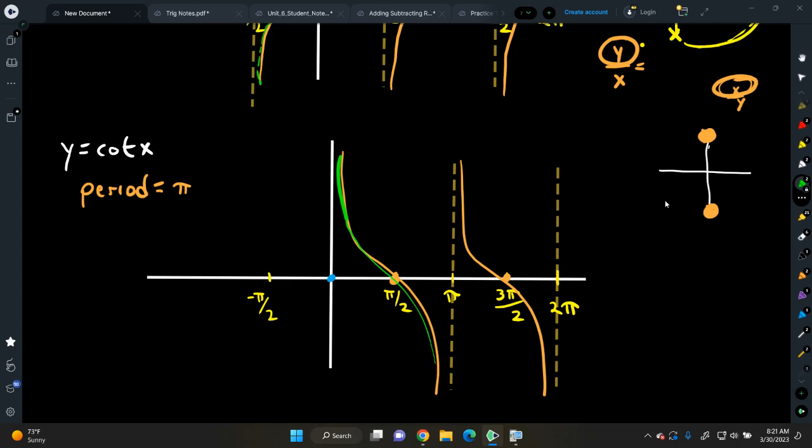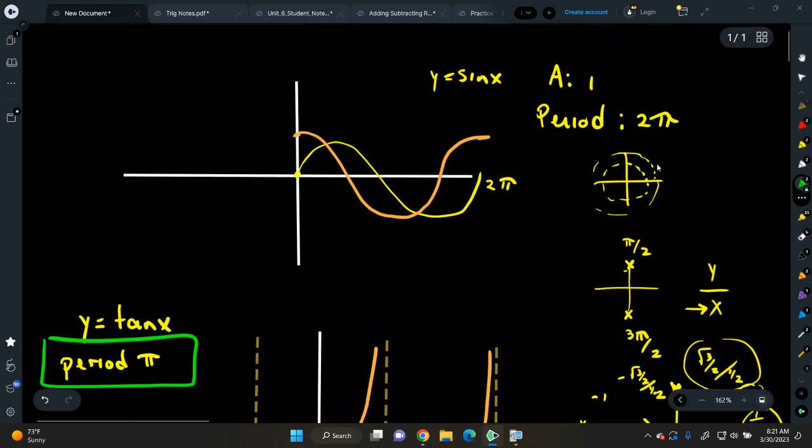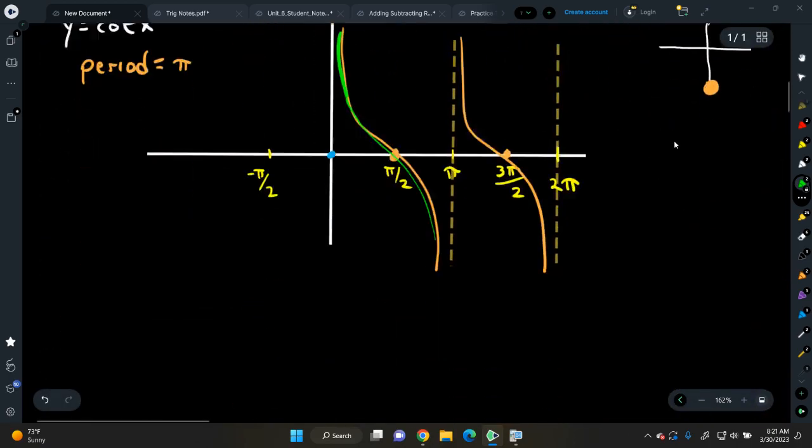Okay, let's look at secant and cosecant. Okay, I'm going to just graph that again.